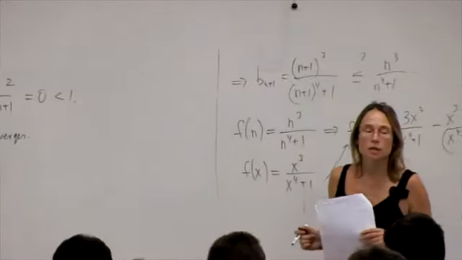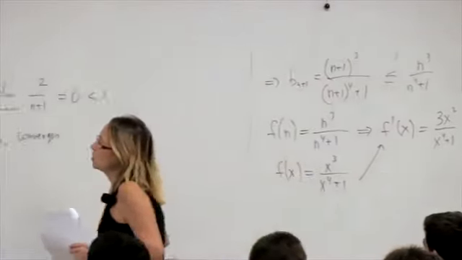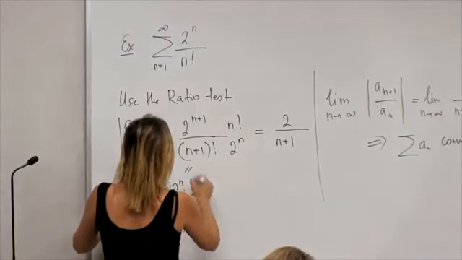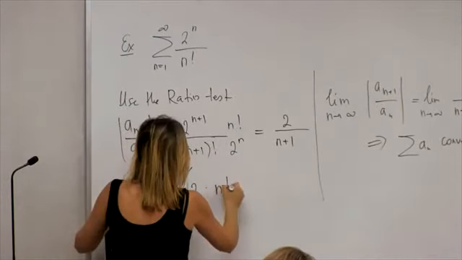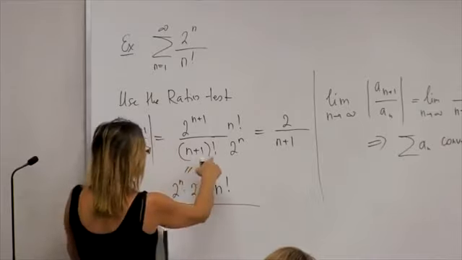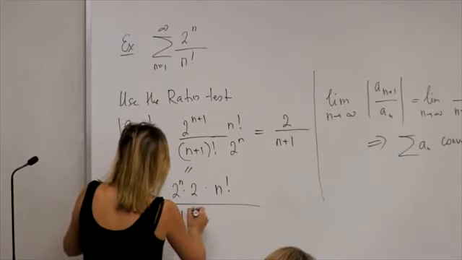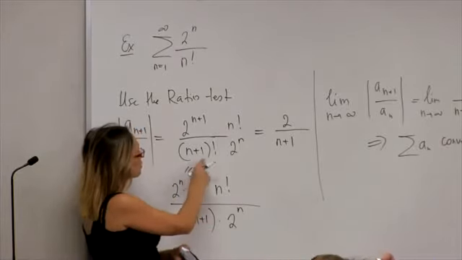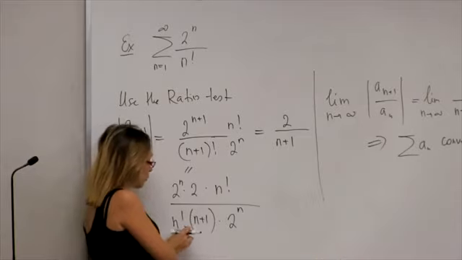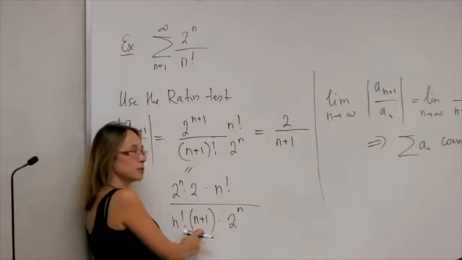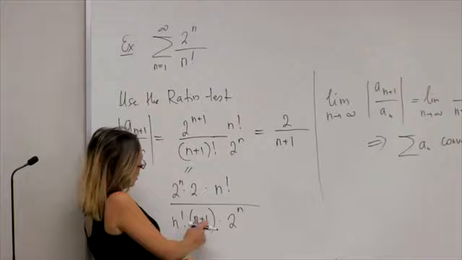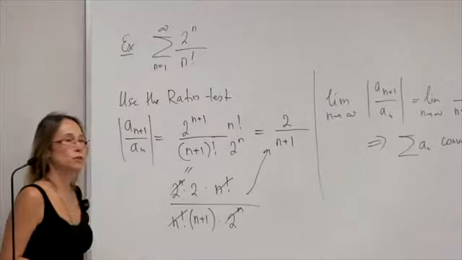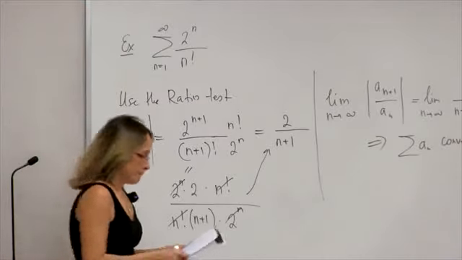Question: how did you get that this equals 2 over n plus 1? Yes, let's write it down here. I have 2 to the n times 2, times 1 over n plus 1 factorial. And this n plus 1 factorial is nothing but n factorial times the next number, n plus 1. So to get n plus 1 factorial from n factorial, I simply have to multiply n factorial by the next number, n plus 1. So this cancels, and we get this. More questions? Okay.